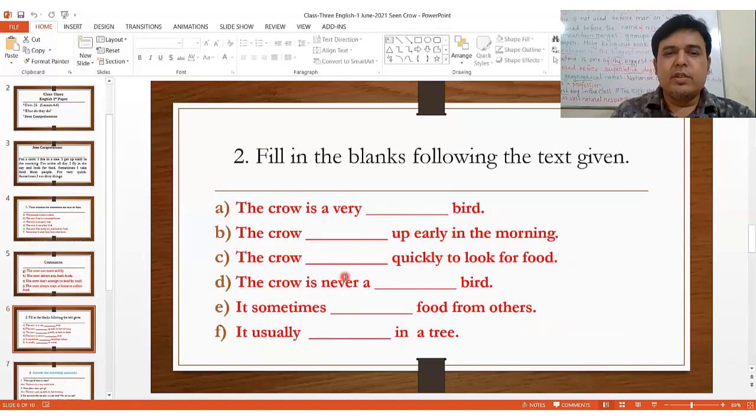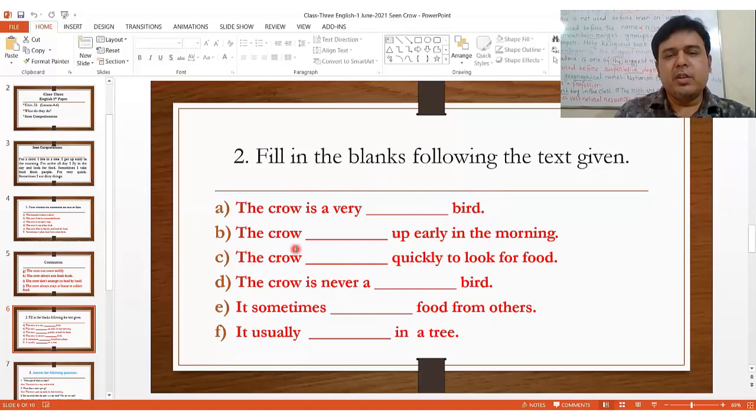Okay. So, next is fill in the blanks following the text again. You already have the text, and now we will do it from the text. Okay. We'll do the fill in the blanks. Number A, the crow is a very dash bird. The crow is a very active bird or quick bird, whatever may be the answer.